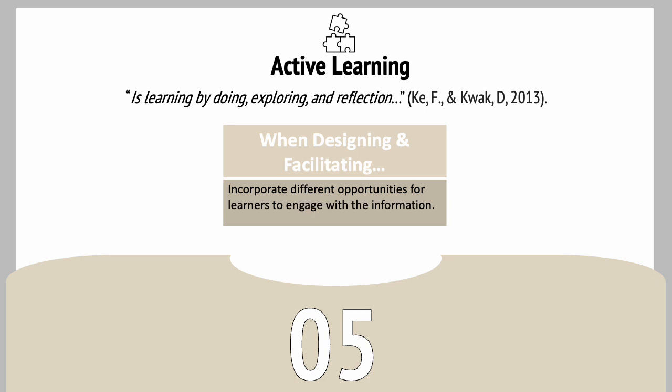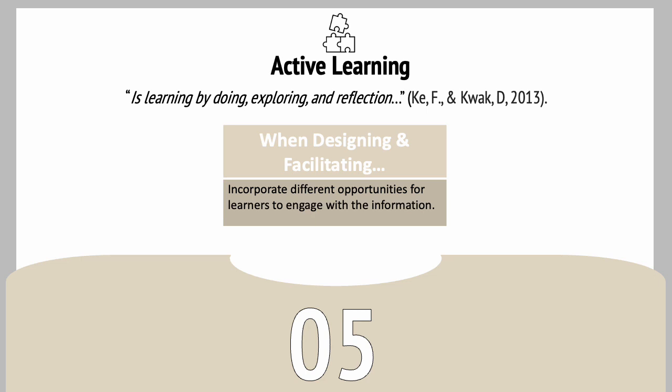The final feature we will explore is active learning. Active learning is a learning approach that emphasizes student participation. The reason we are only seeing one column versus the 2 as seen in previous slides is because whether you are designing or facilitating, it's important to provide opportunities for learners to engage with the information.